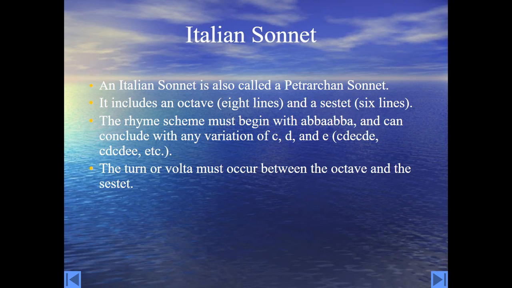The turn or the volta must occur between the octave and the sestet. So if you have an Italian sonnet, that's really great because you know exactly where the shift is, where the turn is going to be, and you can look for it and decide, what is the poet doing here? How is this turn occurring? Did they change subjects? Did they connect the first subject to a different subject? What are they doing there? You know exactly where to look for it. And so that's very, very valuable.